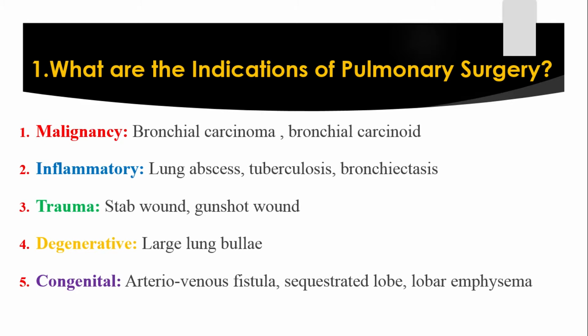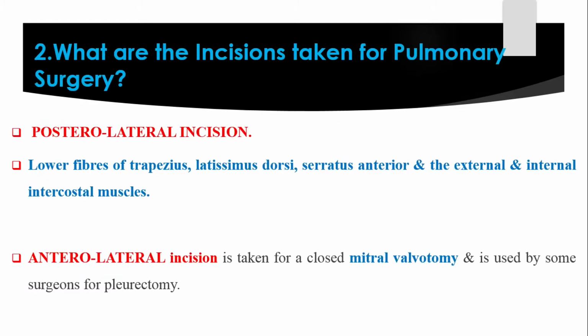Let's see what are the incisions taken for the pulmonary surgery. Mainly there are two: posterolateral incision and anterolateral incision. Most thoracic operations are performed through a posterolateral incision, and this incision follows the vertebral border of the scapula and the line of the rib, that is 5th, 6th, 7th, 8th, to the anterior angle of the costal margin.